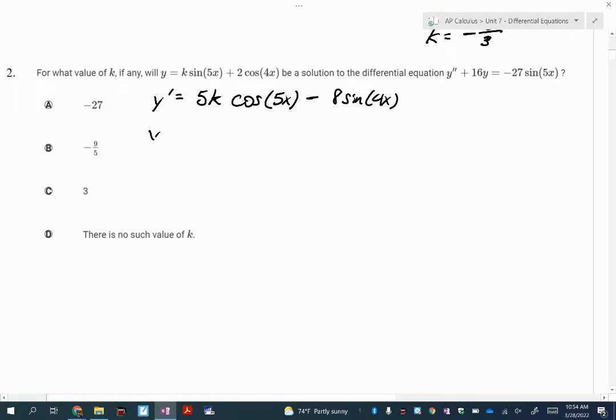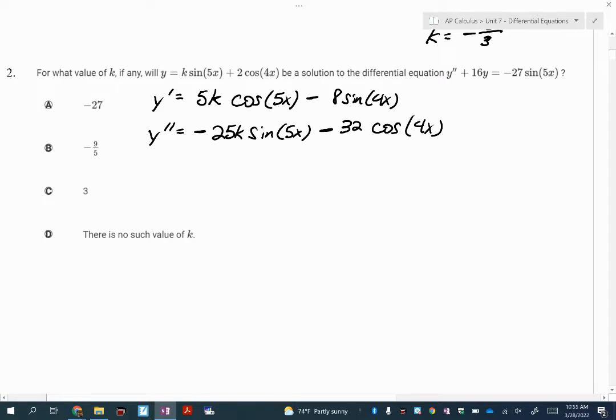Now double prime. Same process. Derivative of cosine is going to be a negative sine. Derivative of 5x is 5, so that's going to be minus 25k. And derivative of sine is going to be positive cosine, but since it was a subtraction, it's got to stay subtraction. Derivative of 4x is 4. 4 times 8 is 32. So now I've got my double prime.